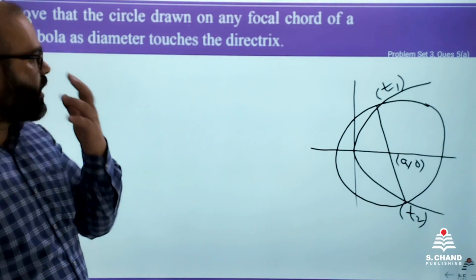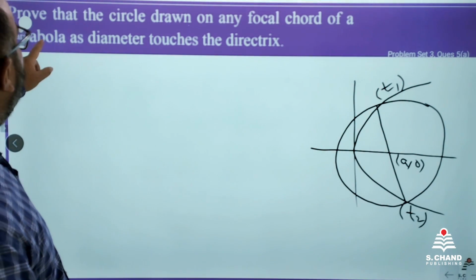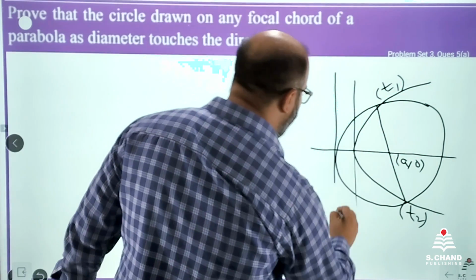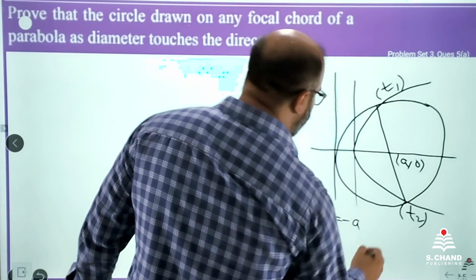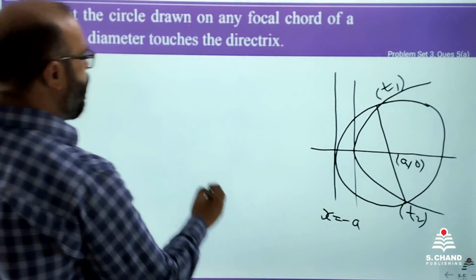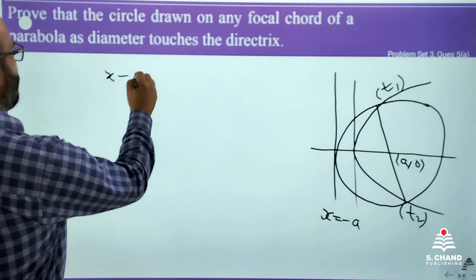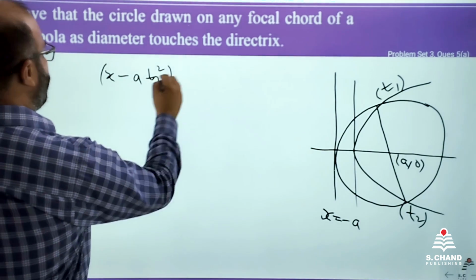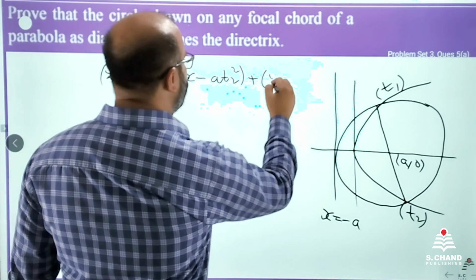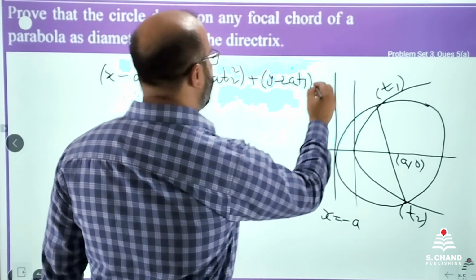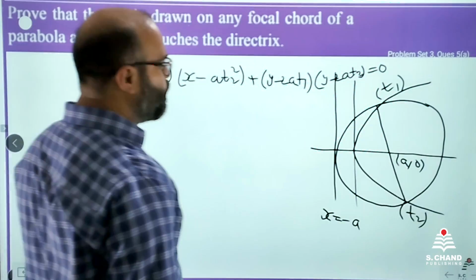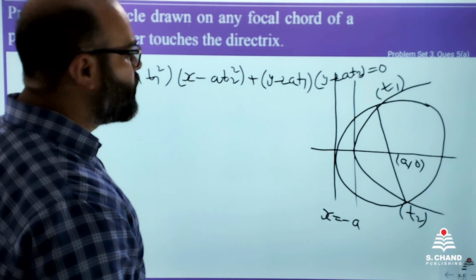Now this circle is touching the directrix. This is what we have to prove, that is x is equal to minus a. So first we write the equation of the circle in diametric form: (x minus a t1 square)(x minus a t2 square) plus (y minus 2a t1)(y minus 2a t2) equal to 0. Now this is the equation.